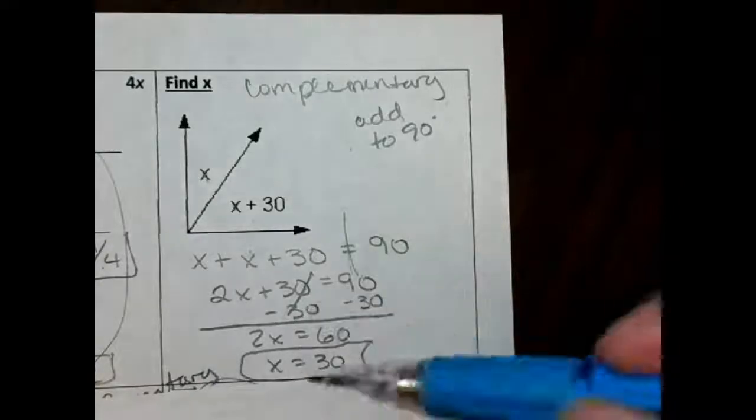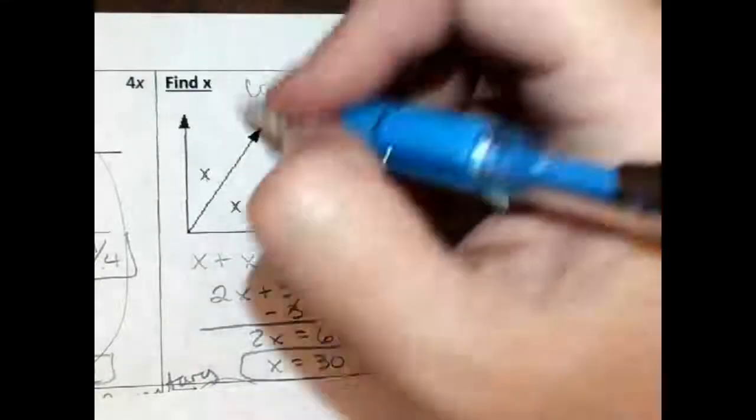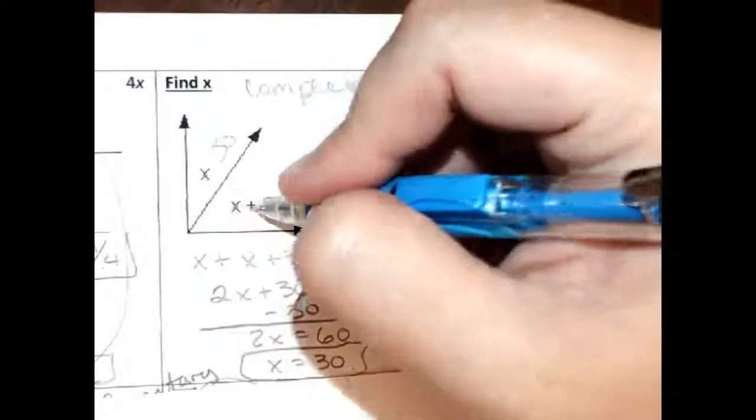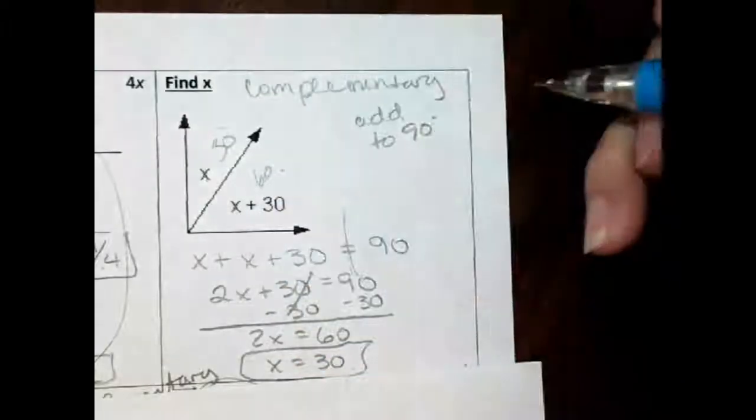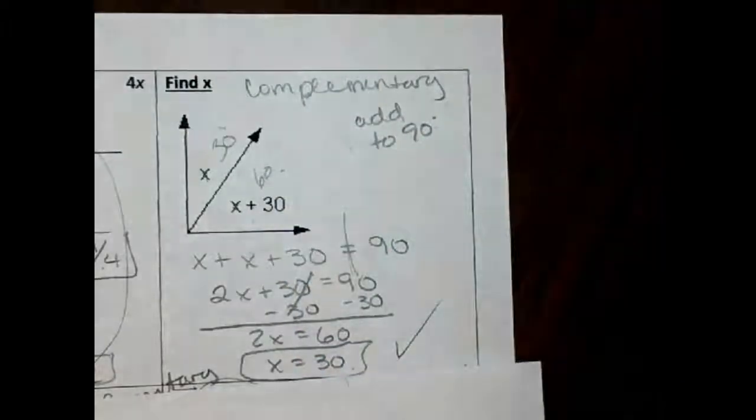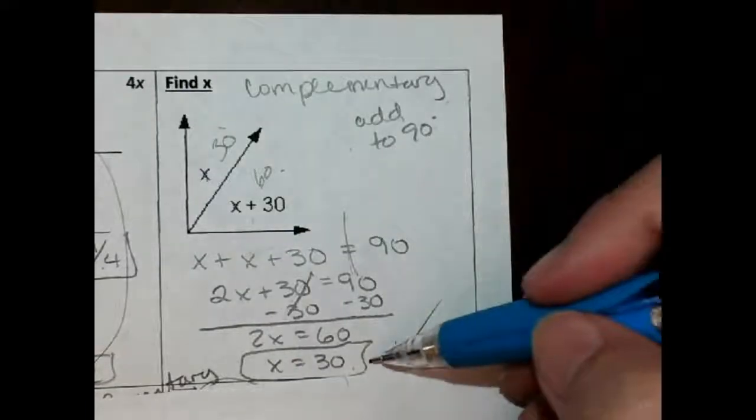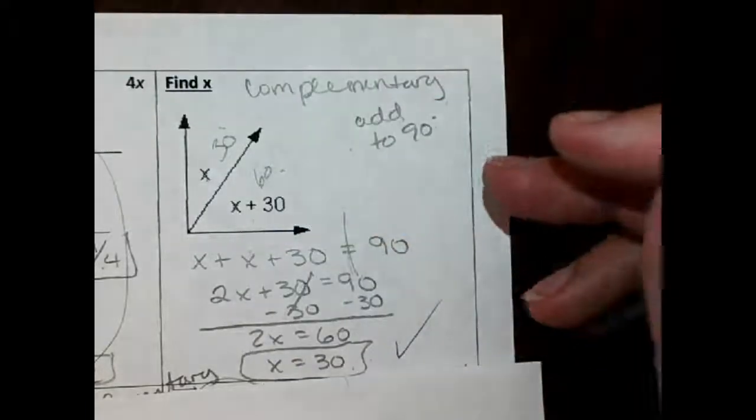To check it, just plug it back in here. That would make this one 30. And this one, 30 plus 30, is 60. Do those add up to 90? They do. We got it right. It takes like 1 second to plug the x back in and see if it came out right.